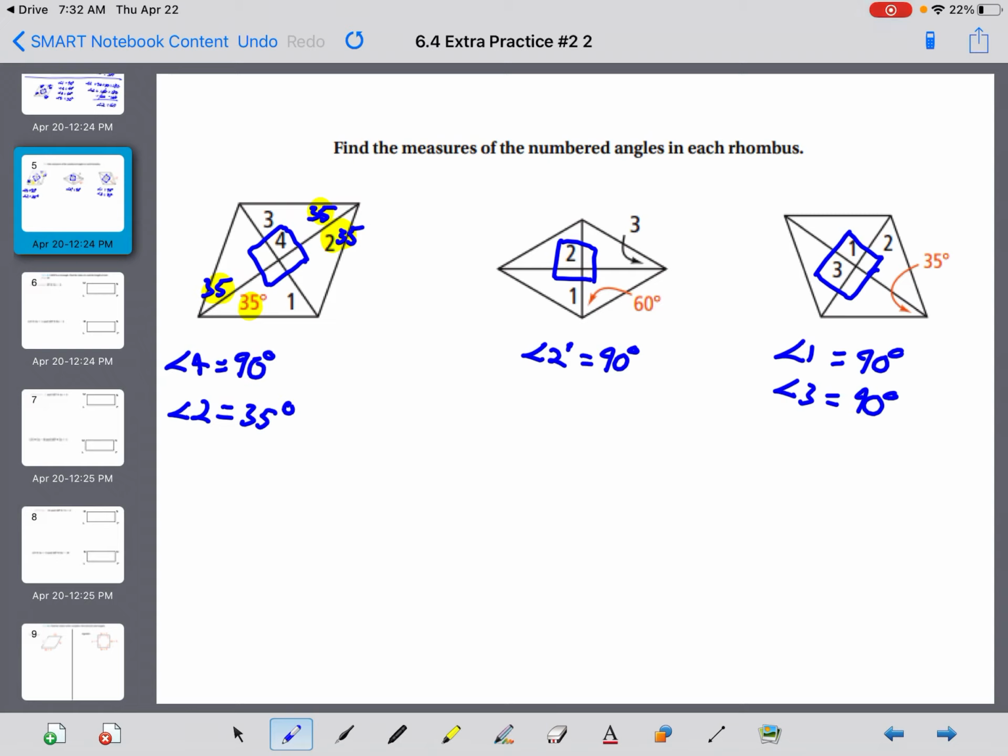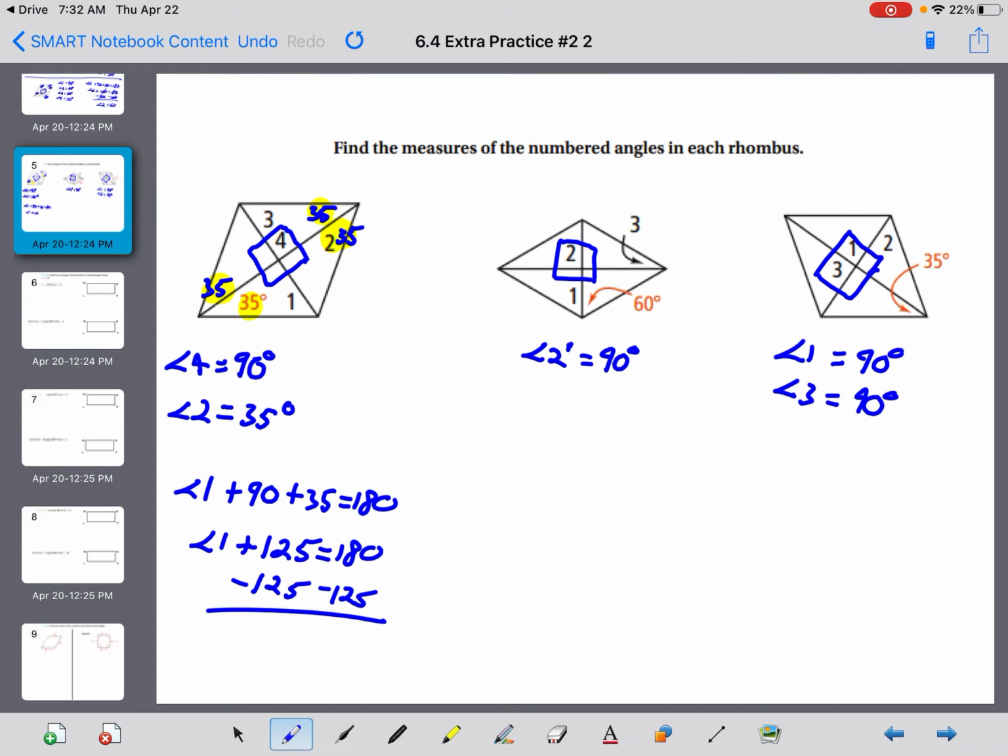Now for 3 and for 1, it's that same scenario where we add up. We'll use angle 1 plus 90 plus 35 equals 180. Angle 1 plus 90 plus 35 in your calculator is 125 equals 180. Subtract 125 on both sides, and angle 1 is equal to 180 minus 125, which is 55 degrees. So angle 1 and angle 3 are 55 degrees.